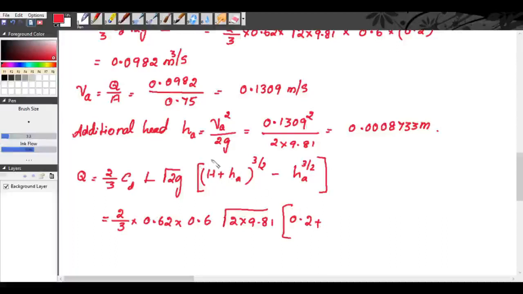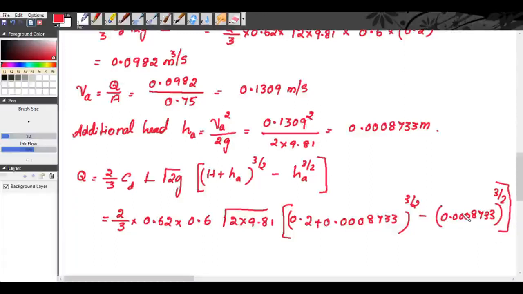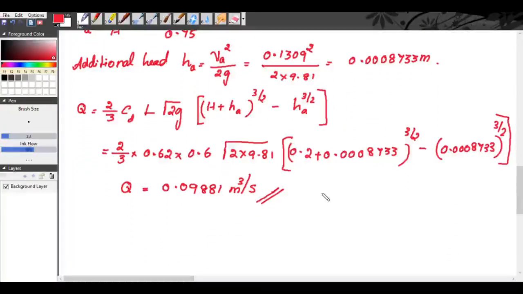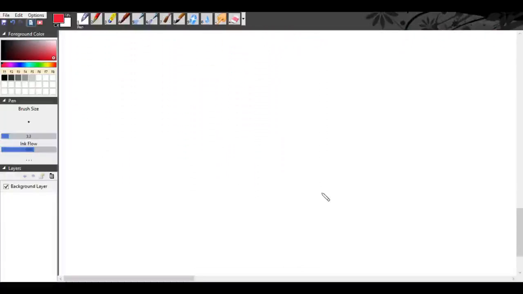0.2 plus additional head 0.0008733, the whole raised to 3 by 2, minus HA, 0.0008733, the whole raised to 3 by 2. So, we get the discharge by considering the velocity of approach is equal to 0.09881 meter cube per second. So, this is our answer. We will move on to the second problem.